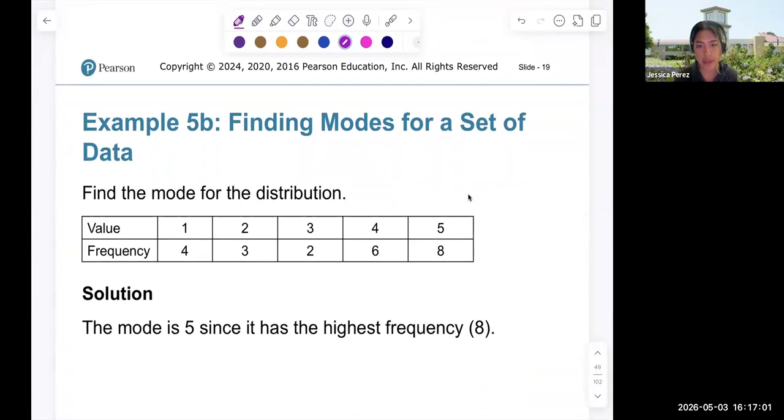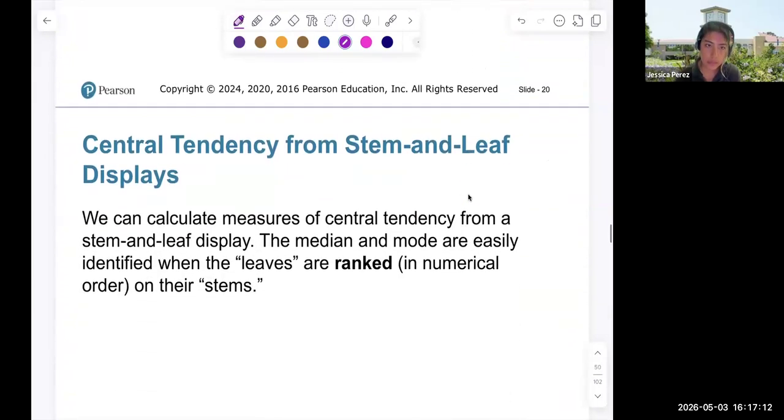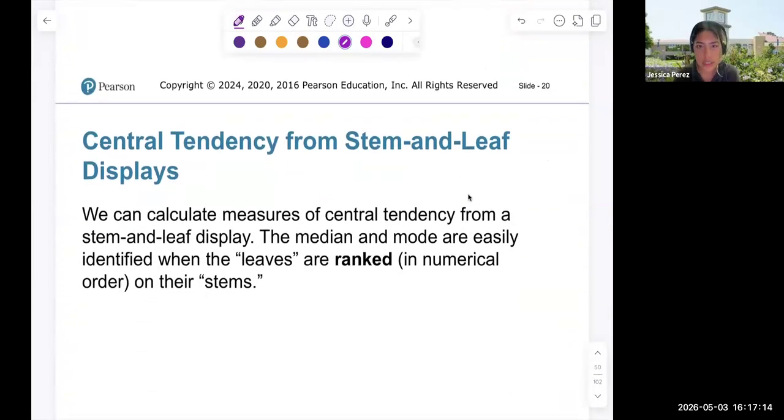Same here. The mode of 5 is the highest because it is the number that repeats the most. The 5 occurs 8 times. Now, what we could see is the central tendencies from a stem-and-leaf display.